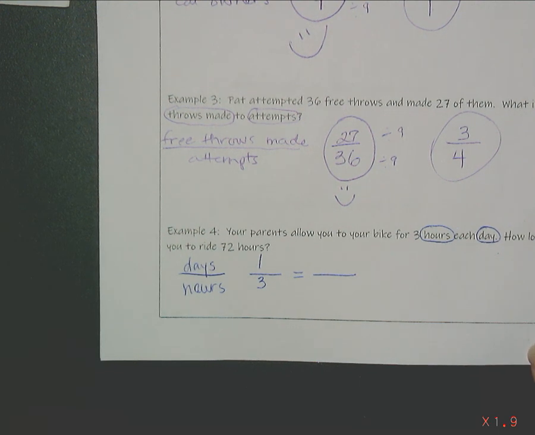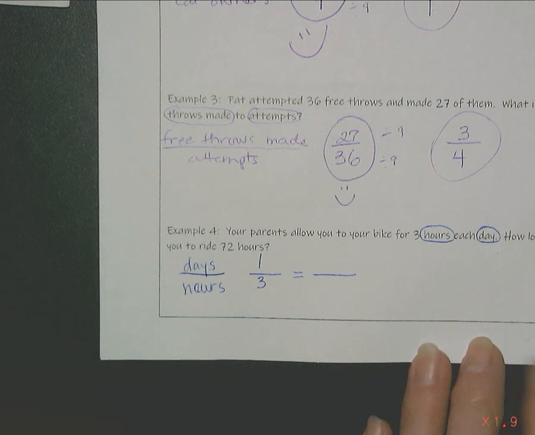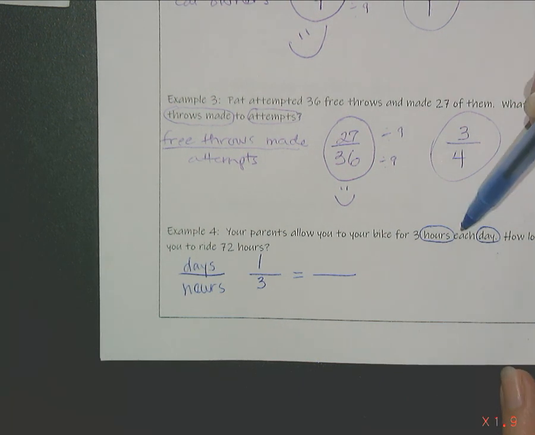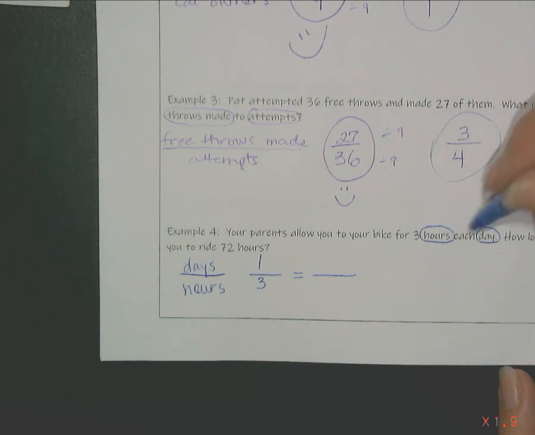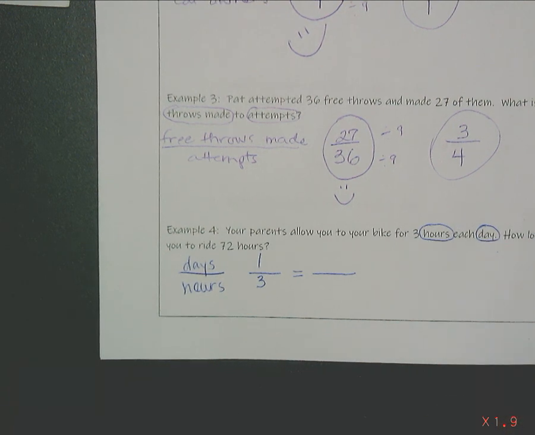Guys, y'all are smart 6th graders. You're not little kindergartners anymore. You're going to have to use your knowledge of the English language to help you figure these out. Each day means each single individual day, 3 hours each day. Not 3 hours every 2 days, not 3 hours every week, 3 hours each day. Now we're ready to read that second sentence and figure out where we're going to put numbers and where we're going to put question marks.